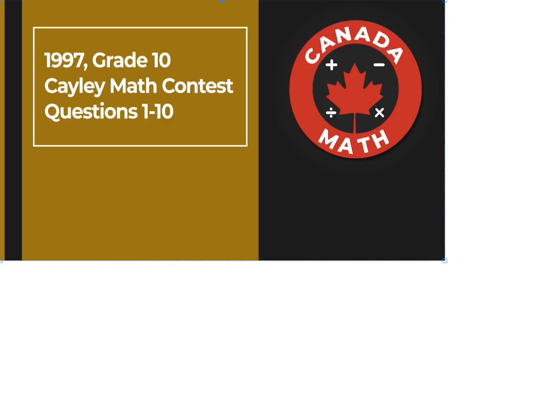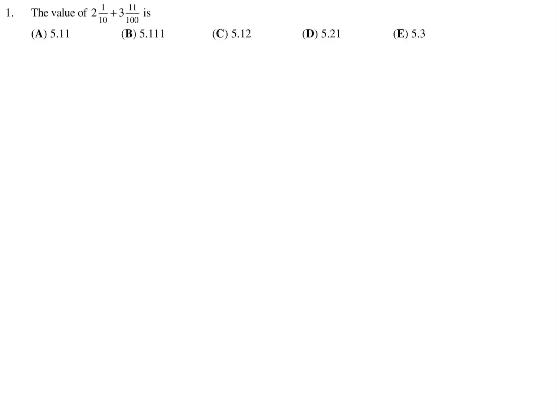Questions 1 through 10 of the 1997 Grade 10 Cayley Math Contest is what I will cover in this video. The value of 2 1/10 plus 3 11 over 100 is.